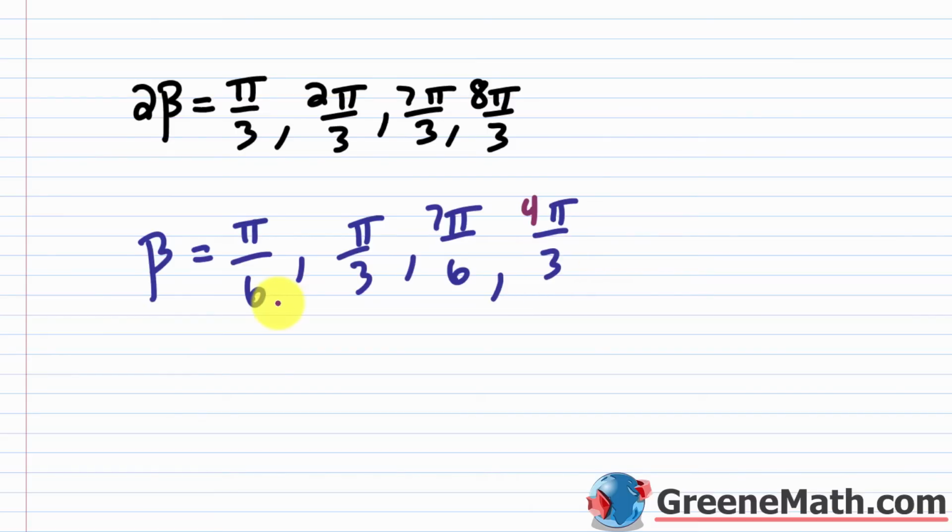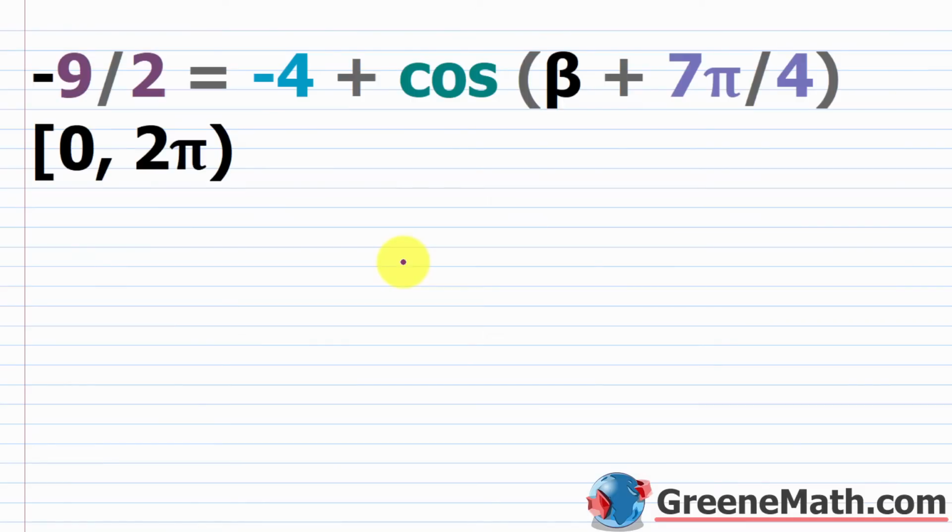If you plug those back into the original equation, they will work, and they are in our interval where beta is greater than or equal to 0 and less than 2 pi. So beta is pi over 6, pi over 3, 7 pi over 6, and then 4 pi over 3. All right, let's take a look at another problem.